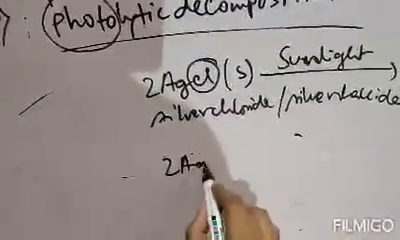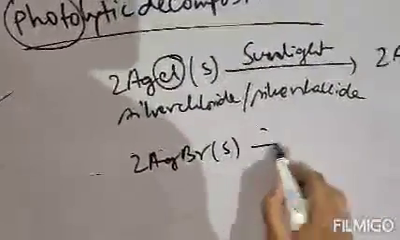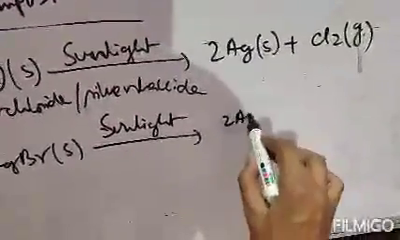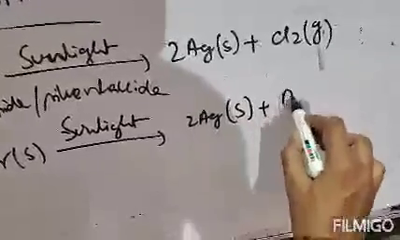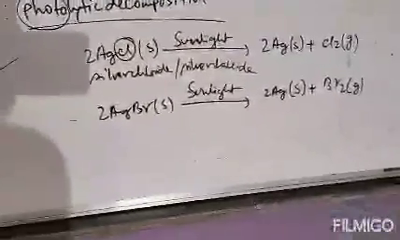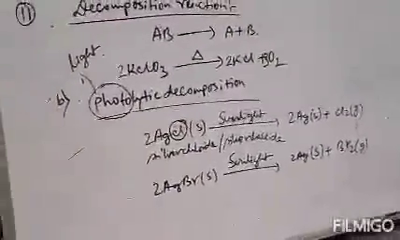Now let's take another example. In place of AgCl, if we take AgBr, that is silver bromide, and sunlight is given to silver bromide, then it will also decompose into silver and bromine. This is also a photolytic decomposition reaction. Clear? So this is all about photolytic decomposition reaction, where light is required. This is your second category after thermolytic decomposition.